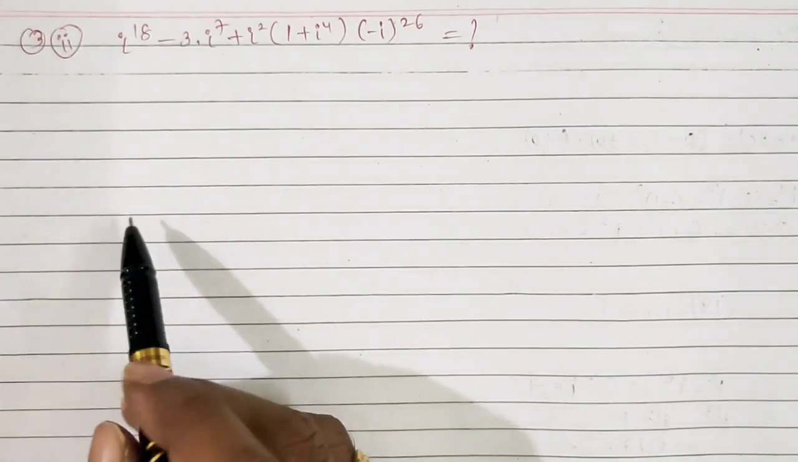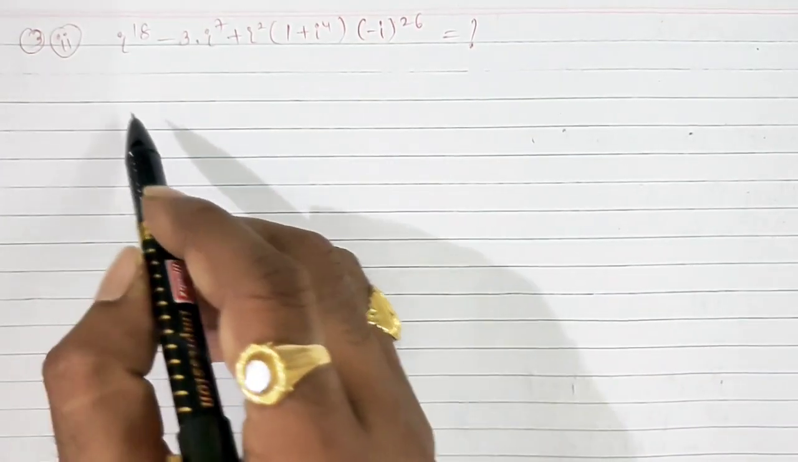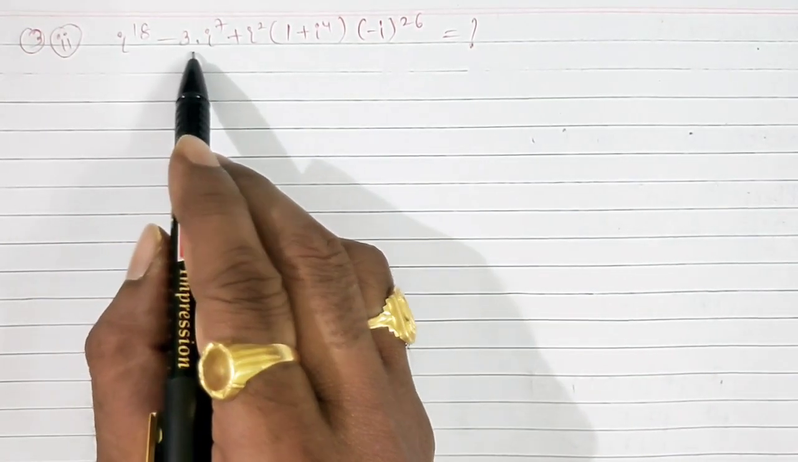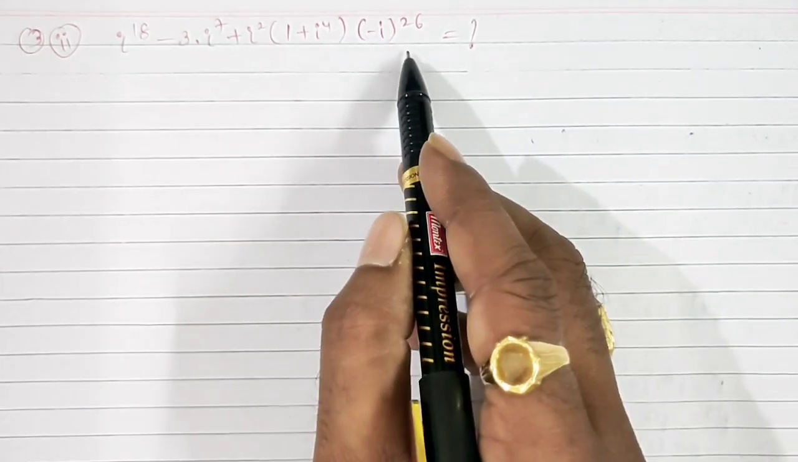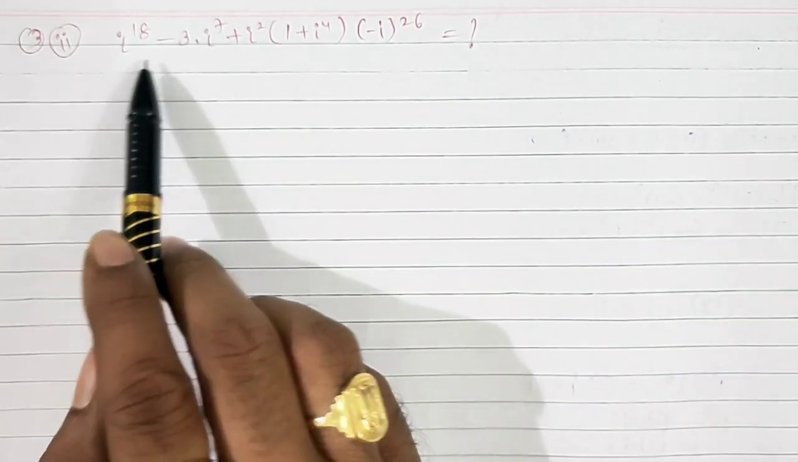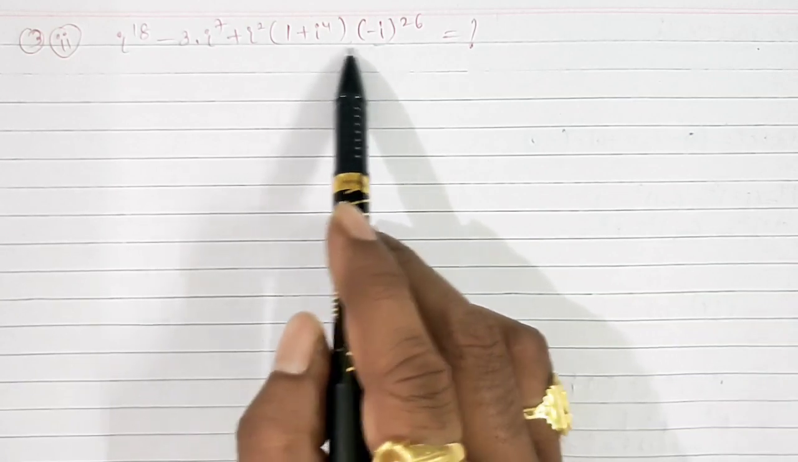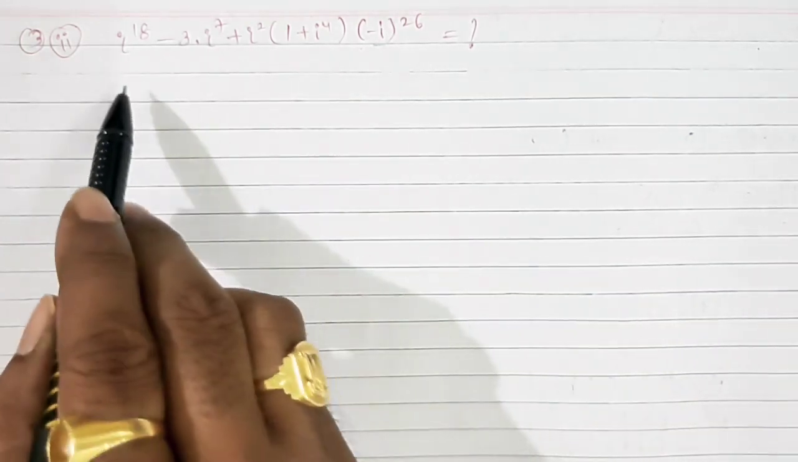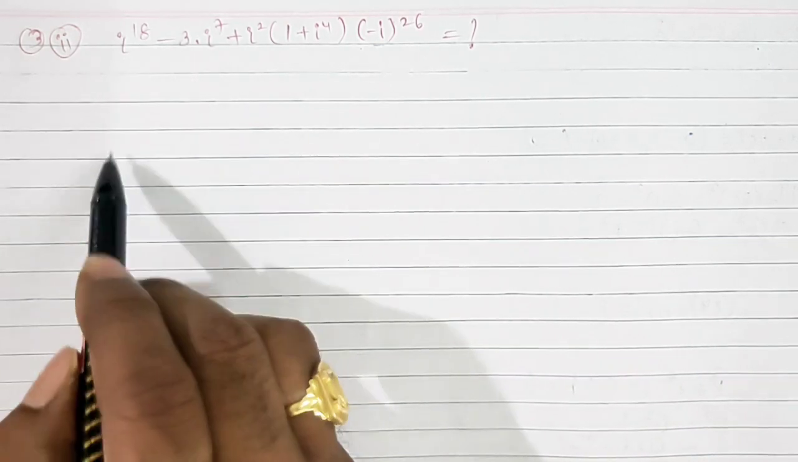Right. Friends, now let us discuss question number 2 in 3. Simplify i power 18 minus 3 into i power 7 plus i square into 1 plus i power 4 into (minus i) whole to the power of 26. In the previous question we had a single number, but here there is a combination of three or more complex numbers. Here let us simplify each and every term individually.